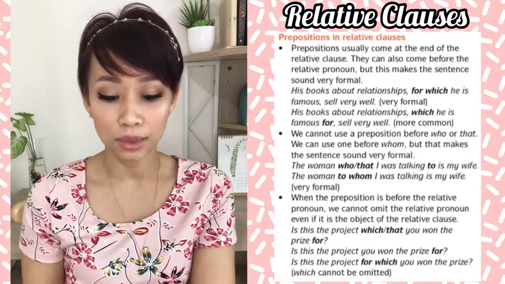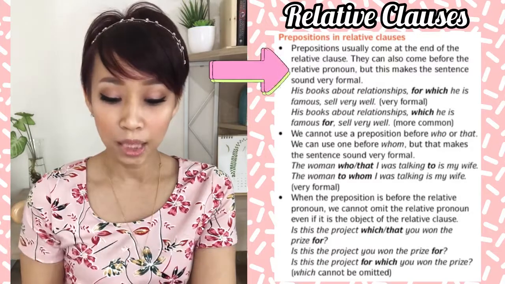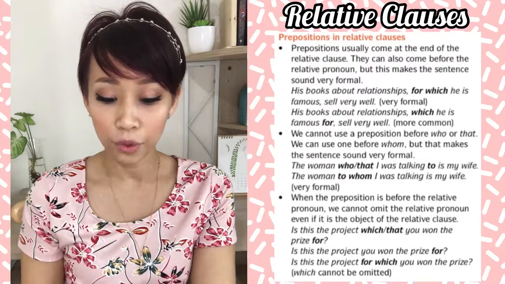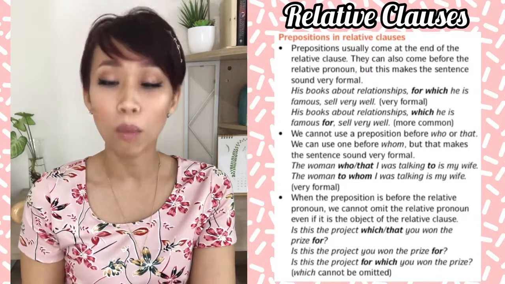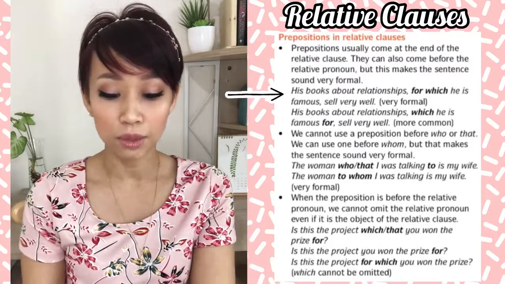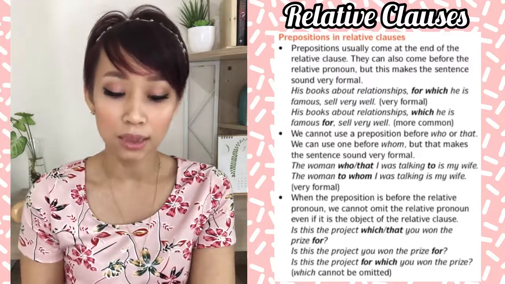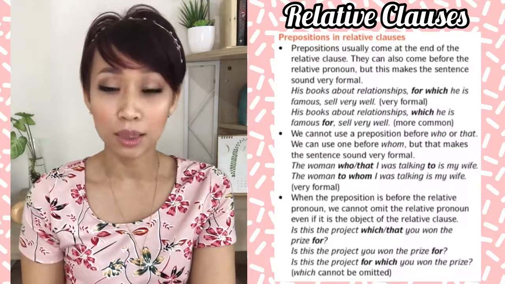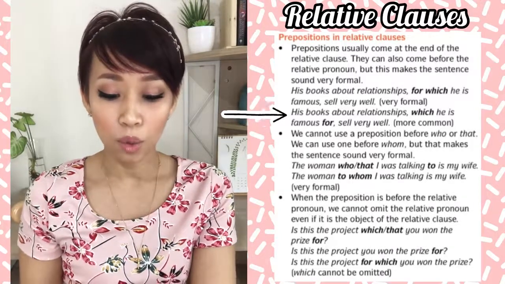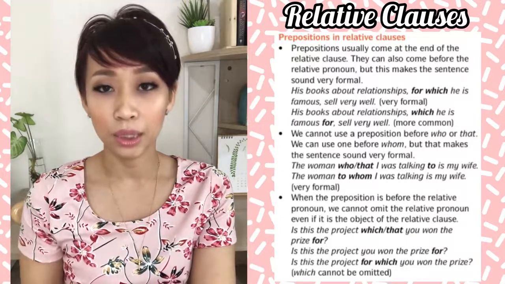Prepositions in relative clauses. Okay, so prepositions are like to and for. Prepositions usually come at the end of the relative clause. Biasanya di belakang. They can also come before the relative pronoun, but this makes the sentence sound very formal. Boleh juga letak di depan, tapi ayat itu menjadi formal. His books about relationships, for which he is famous, sell very well. So ayat ini bunyi dia sangat formal. But kalau kita letak for di belakang, his books about relationships, which he is famous for, sell very well. Maksud dia masih sama, cuma bunyi dia tidak terlampau formal.